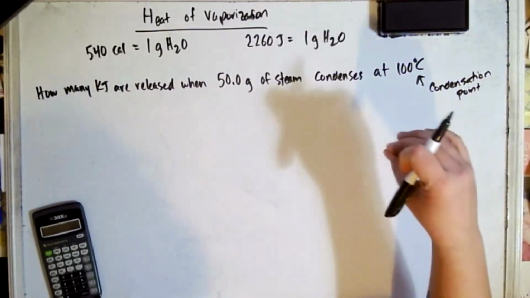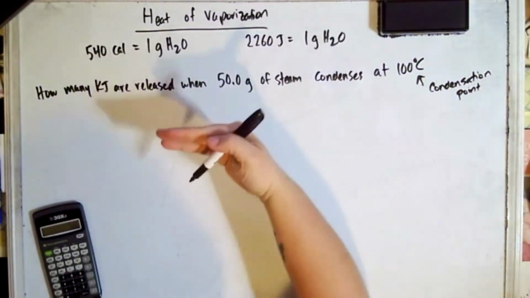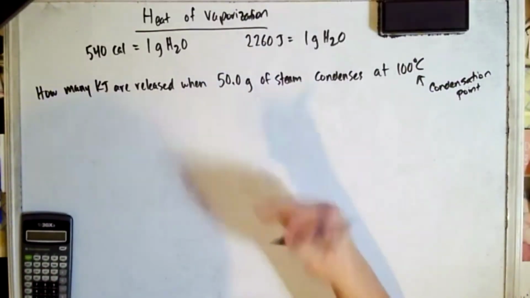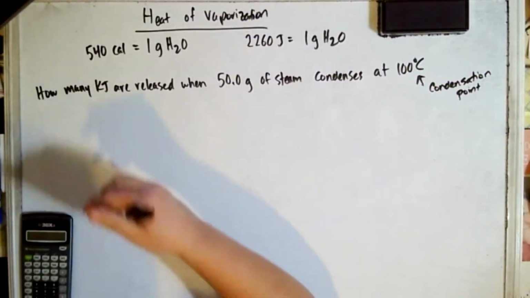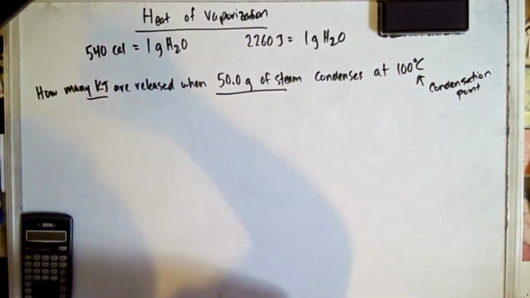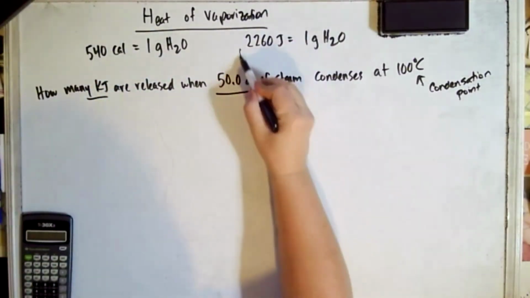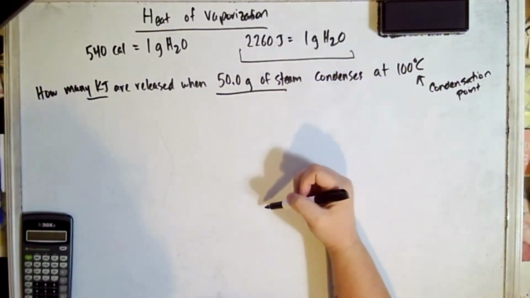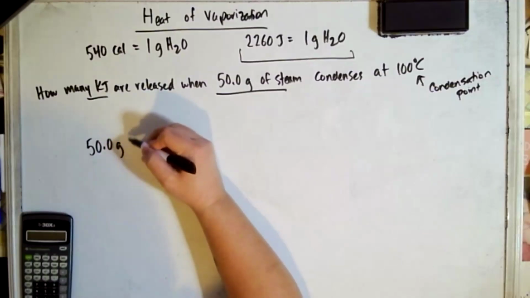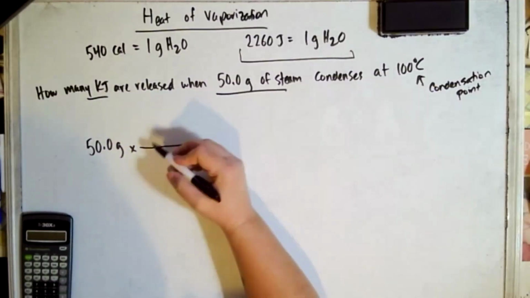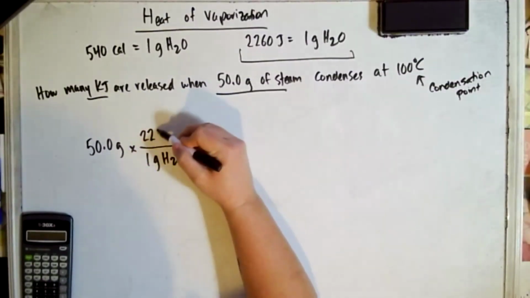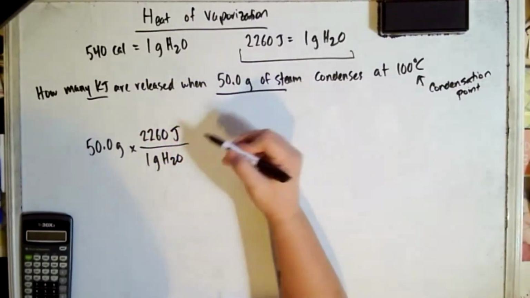Just in this case, our steam is releasing energy. So it's condensing, and we're going in the condensation direction. So we've got 50 grams. They want us to figure out a value in kilojoules, so it's probably smarter to use this version of our heat of vaporization. We have 50 grams of steam. We know that every 1 gram is going to release 2,260 joules.